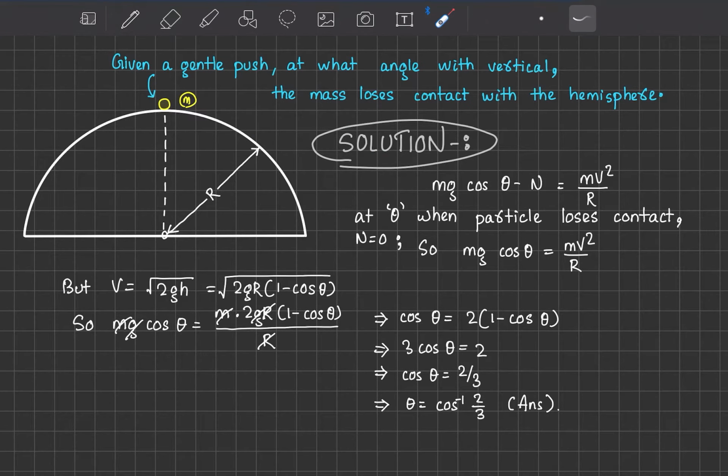Now let's go to another problem. In this problem we have a hemispherical bowl, and on the top of this hemispherical bowl there is a particle, and it is given a gentle push. According to the question, given a gentle push, at what angle with the vertical does the mass lose contact with the hemisphere? We are assuming a frictionless surface here. Even though it is not mentioned, let's assume a frictionless surface. So in this frictionless surface we are giving a very gentle push. The velocity is almost zero, but it just starts sliding.